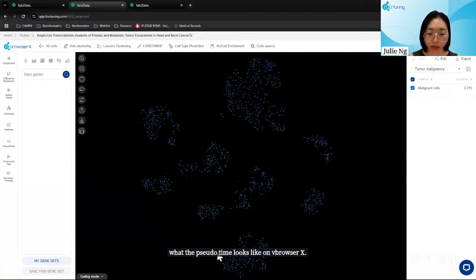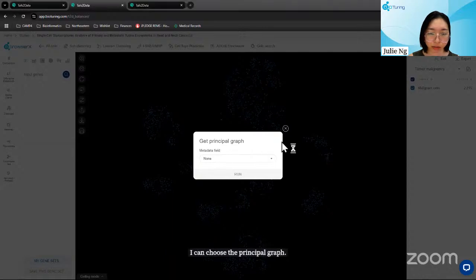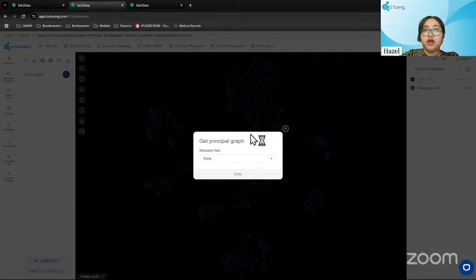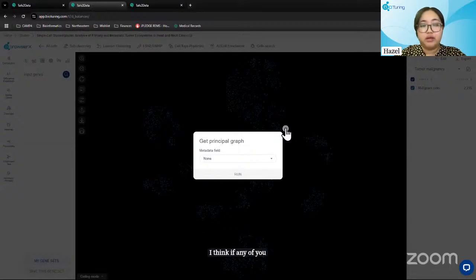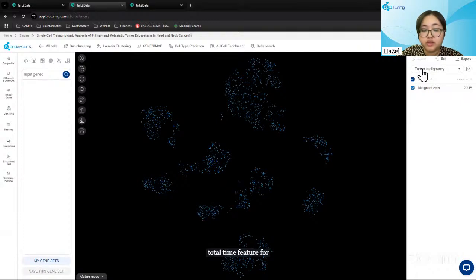So here in our data set, I've already clustered together our malignant cells only. And when I click on the pseudotime feature, I can choose the principal graph. Oh, let me go back. As Julie is demoing the feature, if any of you here are already bbrowser users, please let us know if you have any difficulties when you're using the pseudotime feature for your analysis on bbrowser, and also if you're not bbrowser users, let us know if you have any difficulties in pseudotime analysis in general.